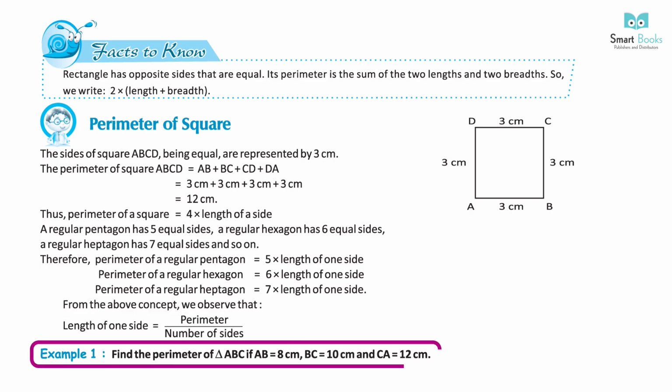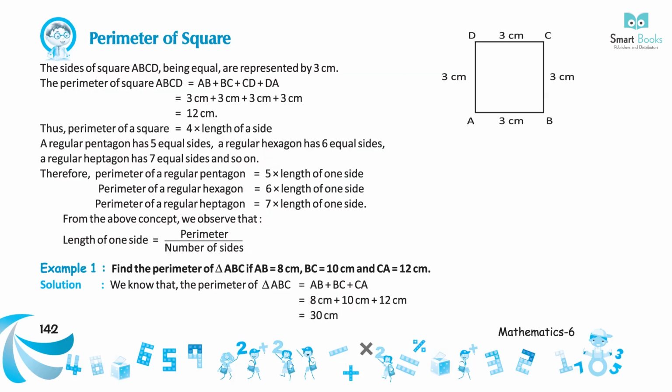Example 1. Find the perimeter of triangle ABC if AB is equal to 8 cm, BC is equal to 10 cm and CA is equal to 12 cm. Solution. We know that the perimeter of triangle ABC is equal to AB plus BC plus CA is equal to 8 cm plus 10 cm plus 12 cm is equal to 30 cm.